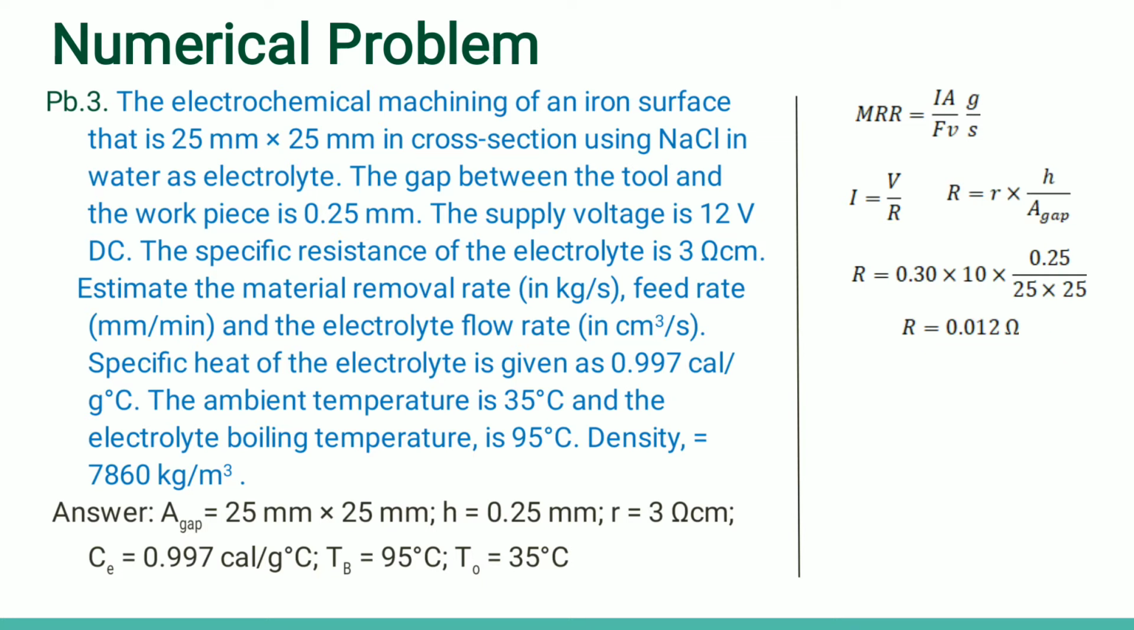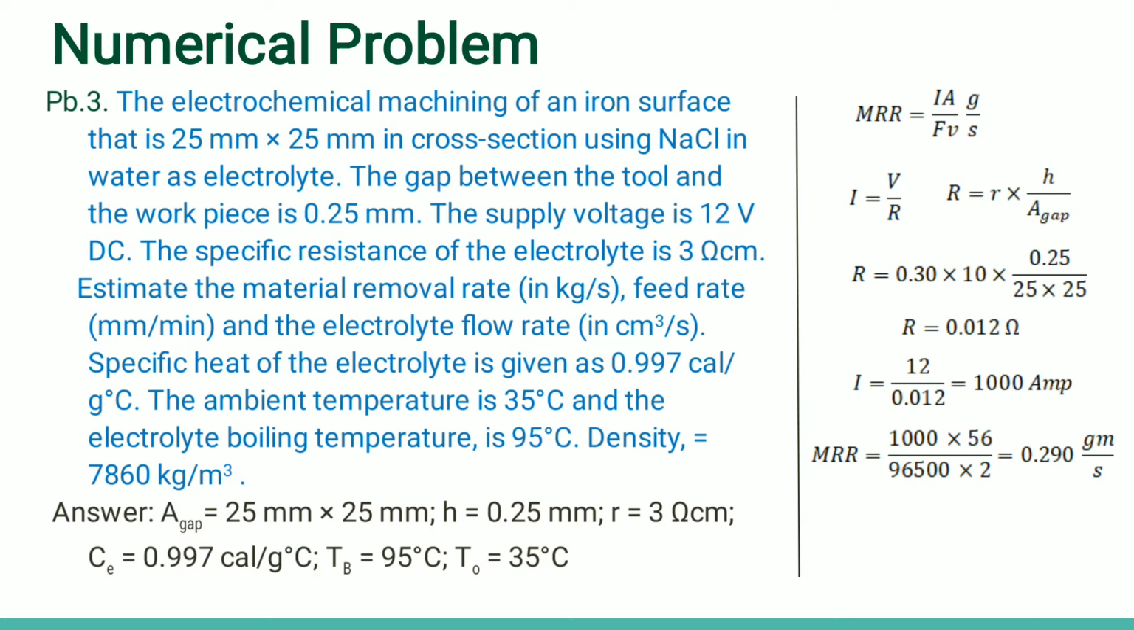Now what we are doing is we are putting this value into the equation I is equal to V by R. So V is given to you, that is 12 volt, and R is what we have calculated. So the current will be 1000 ampere. Okay, so the next is we have to put this value in the MRR equation. So this is 1000 into 56, that is A upon 96,500. The value is not given, so we are keeping this value as such.